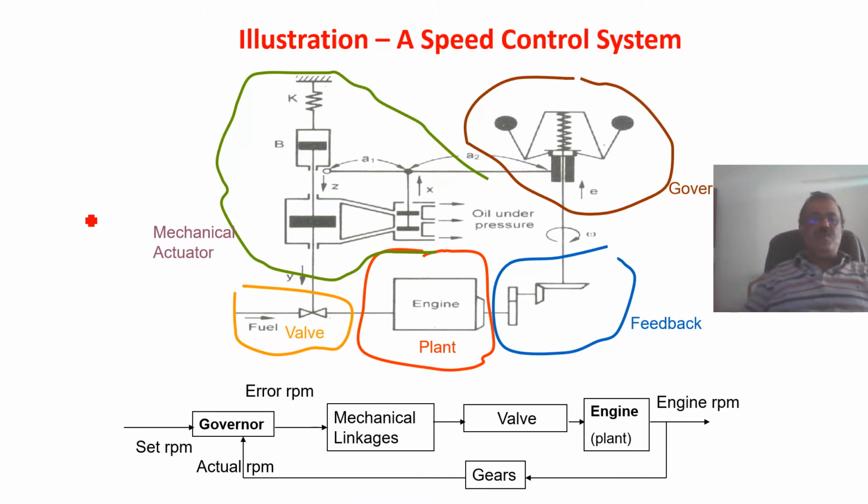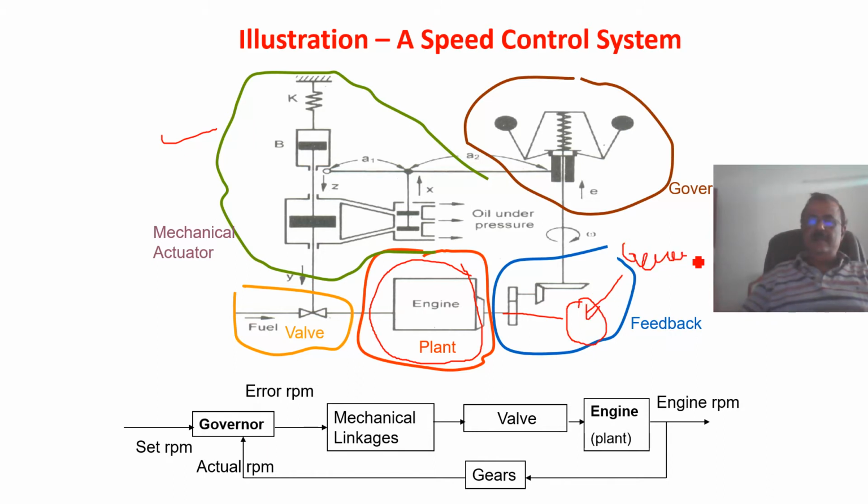Okay, now let me give another interesting example: a speed control system. Here, let us say you have an engine, and assume that it is driving an electric generator, a generator. Assume that this generator is supplying power to a locality.